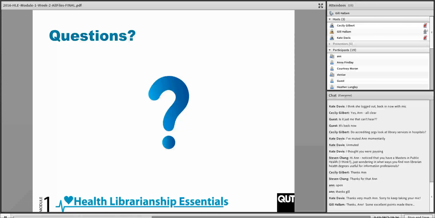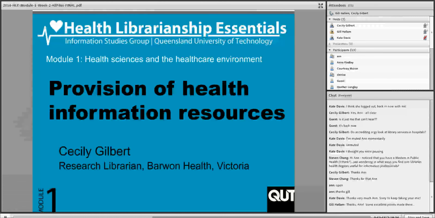Let's move along. So you heard a lot in the first part around obviously the policy and operational environments of the health sector. Now we're going to come down another notch and look at the actual provision of health information resources.